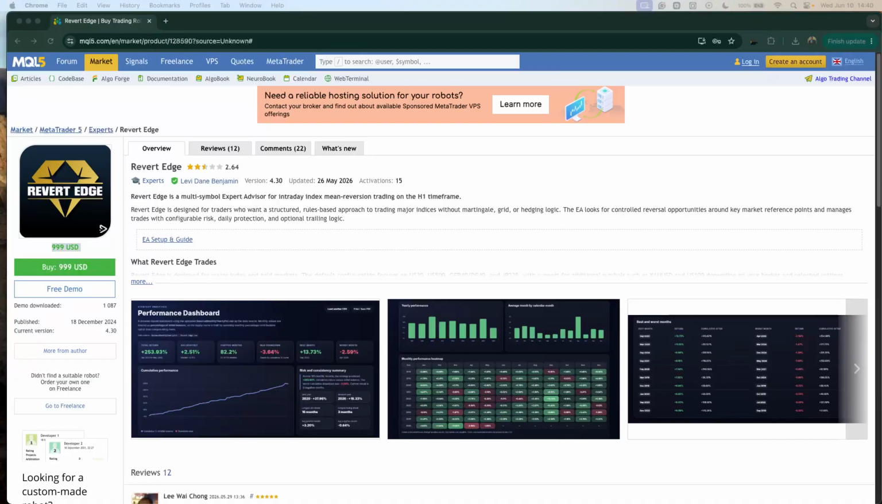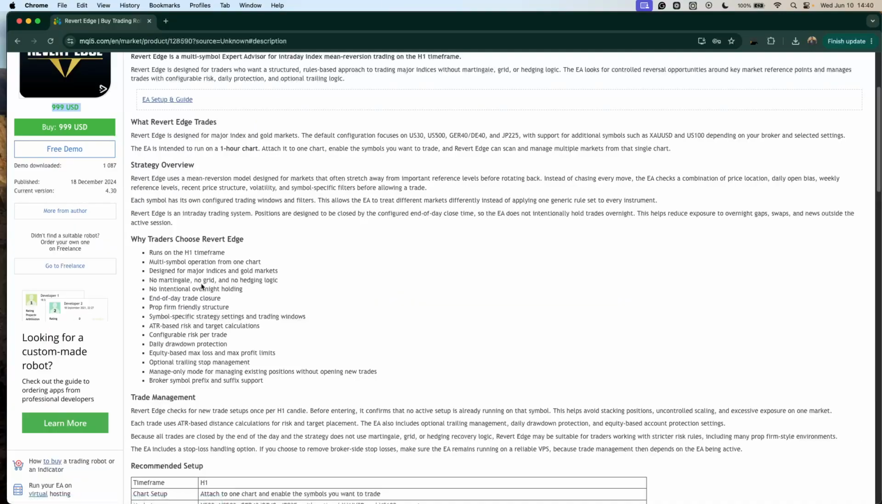Now, features that they market include the multi-symbol operation from one chart. We have configurable risk per trade. We also have ATR based stops and targets and risk calculations. We also have the daily drawdown protection, equity limits, manage only mode, and end of day closure.